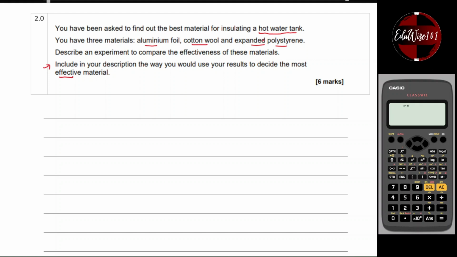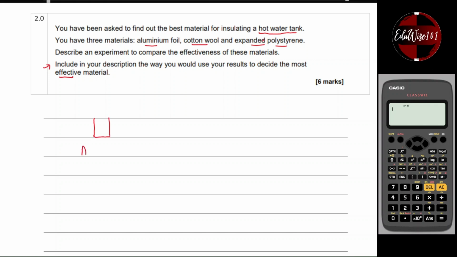The common mistake that most of you made was that you all just repeated that experiment that was done in the class. You need to write an answer which is very specific to the question here. So I'm going to start by drawing a very simple diagram. So I'm going to draw 3 beakers.